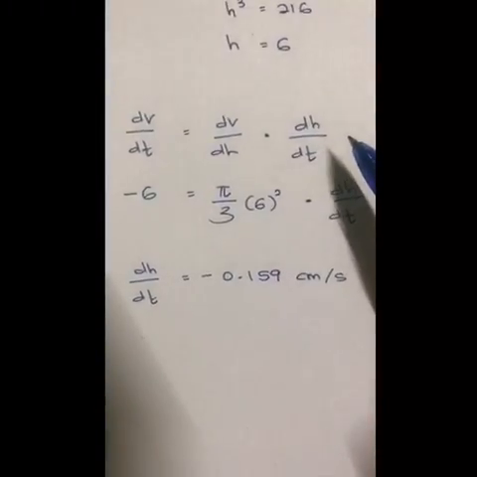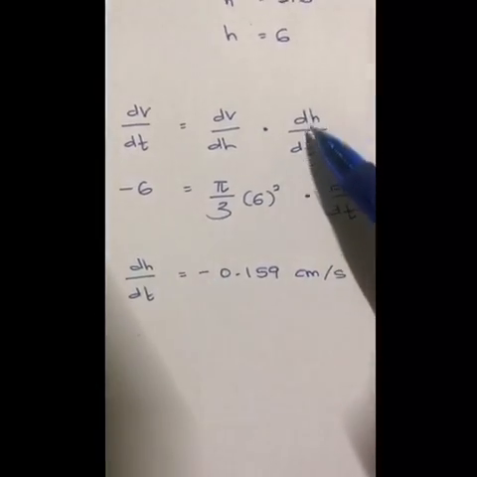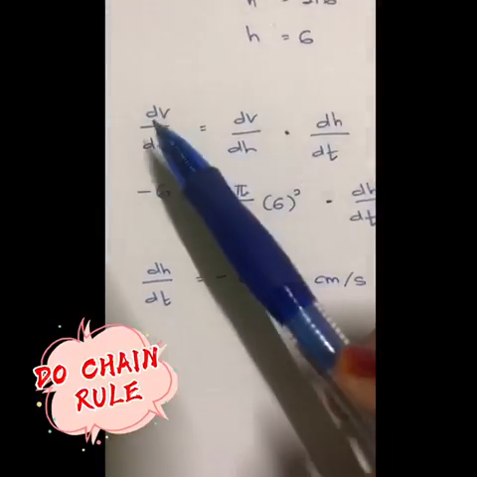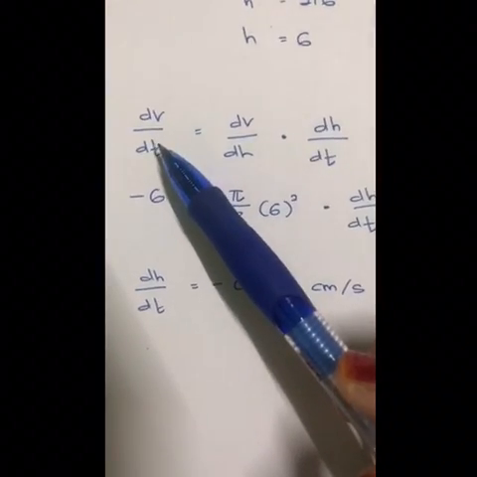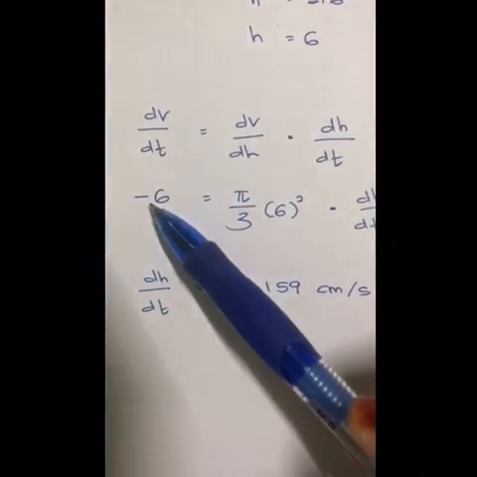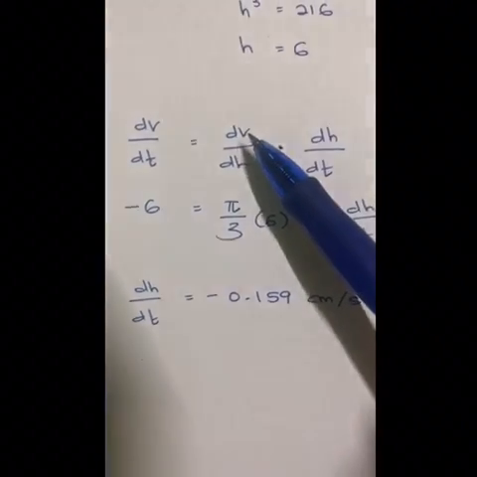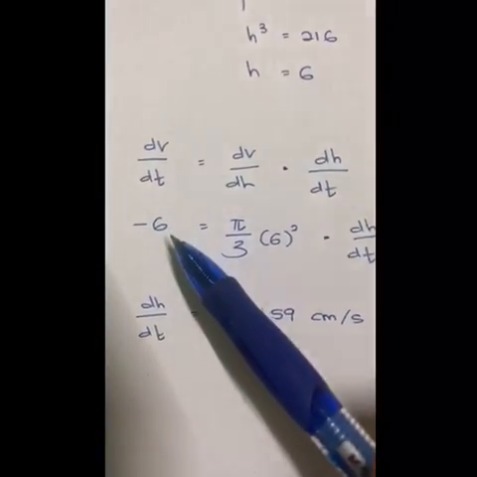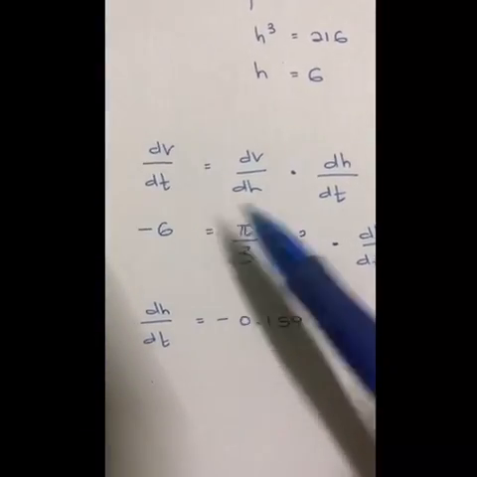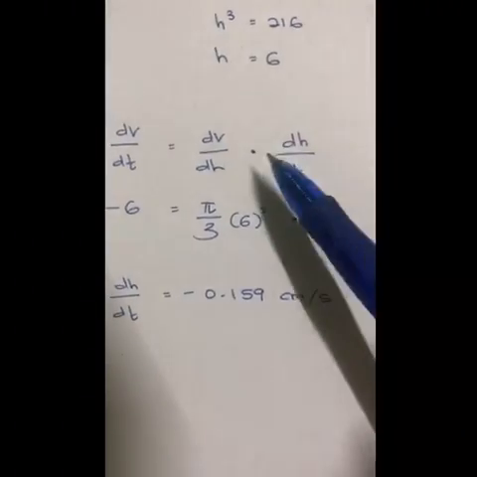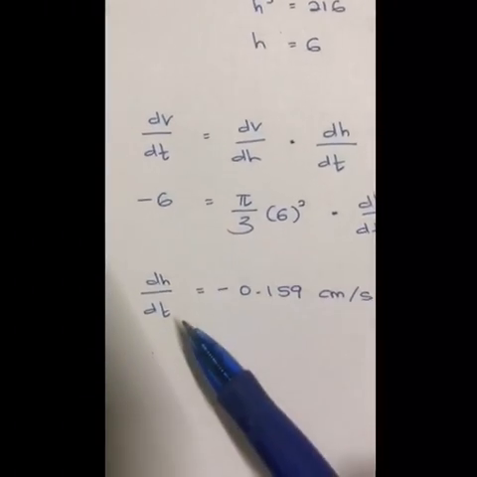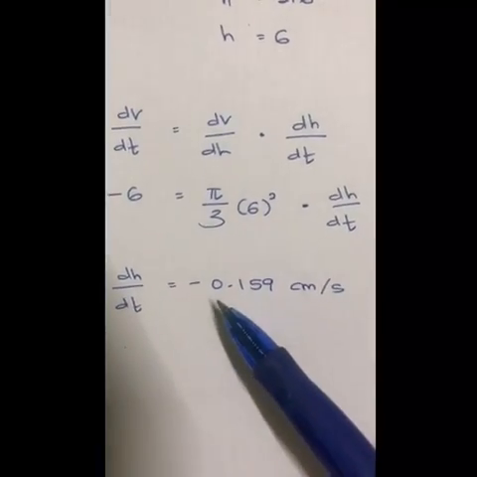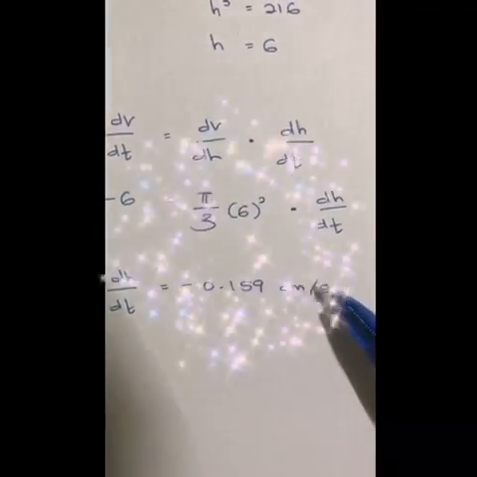As the question asks us to find dH/dt, we need to use the chain rule. We already got dV/dt from the question as -6, and we already have dV/dH. So, we need to substitute all the information we got into this equation. The final answer we got is dH/dt equals -0.159 cm per second.